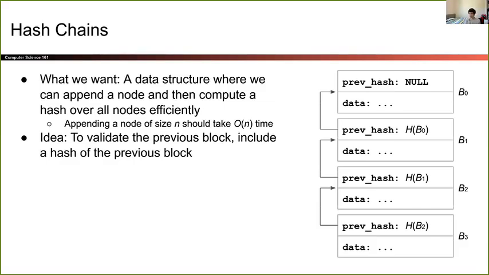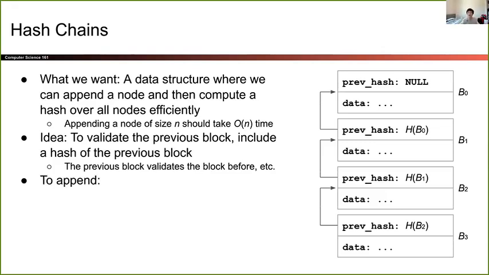The idea that we have here is if we want to validate the previous block, we're just going to hash that previous block and include it in our current block. And what this means is that the previous block is going to do that for the block before. The block before is going to include a hash for the block before that, and so on and so forth. So I guess by induction, if you're familiar with the principles of induction, this represents a hash over the entire chain.